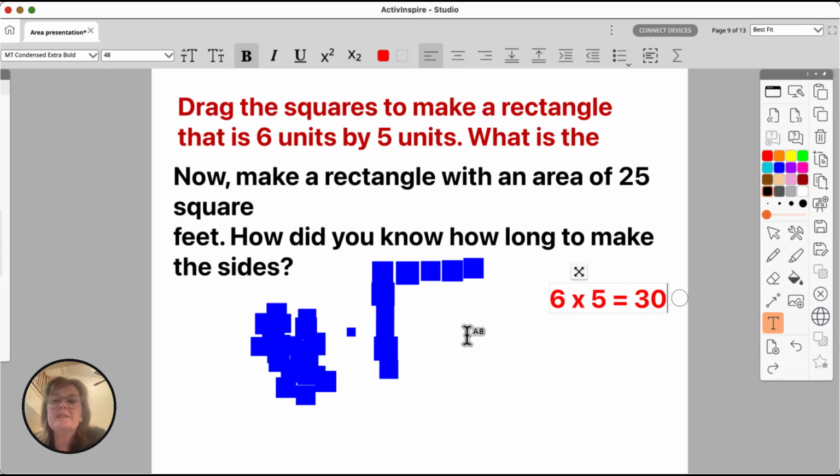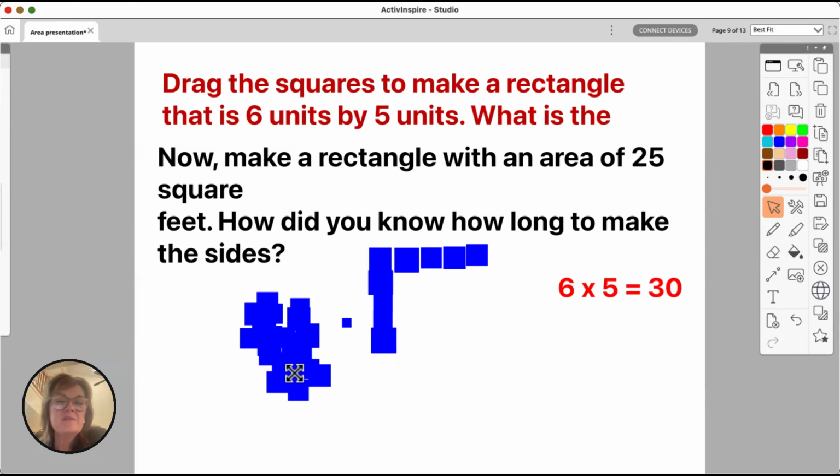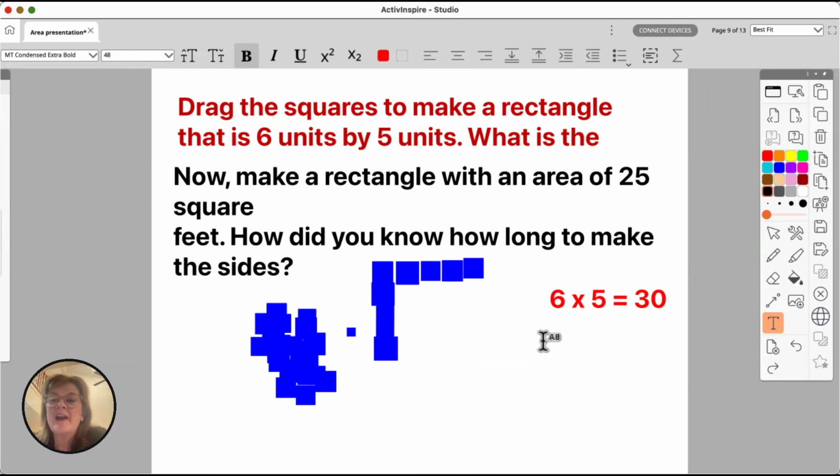What about if we wanted to make our rectangle with an area of 25? It would be a square, wouldn't it? What 2 numbers would we use? How would we do it? What do you think? Yeah, we could take one of these away right here, and now we would have 5 rows of 5, and that would equal 25.